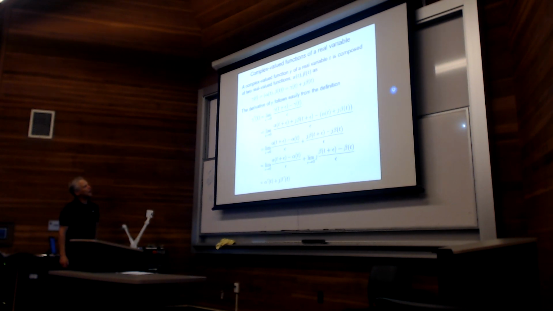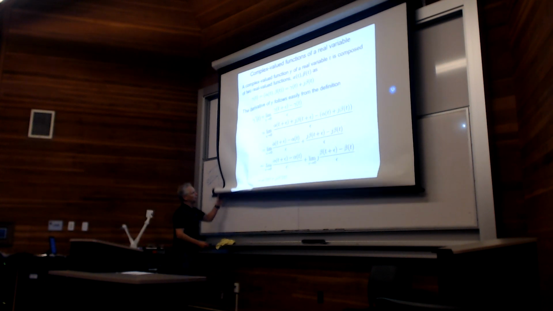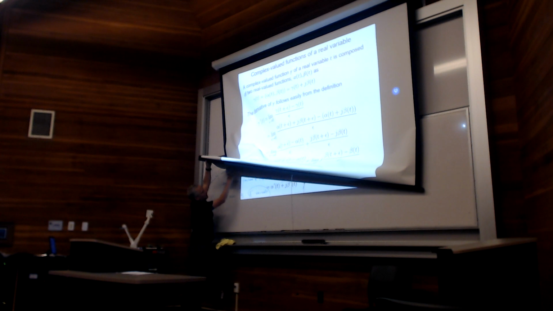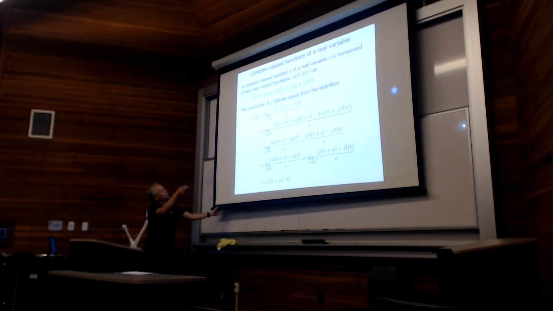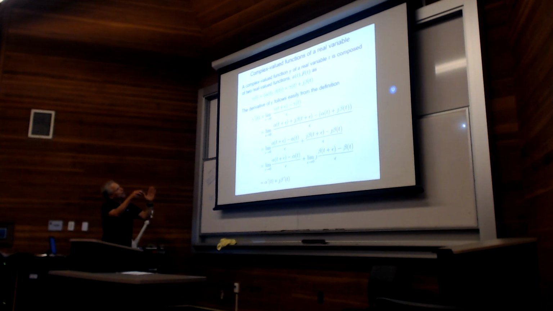What if we have a complex valued function of a real variable? Complex valued functions of, say, time, but a real variable. So that's really just two real valued functions, right? It's the alpha of t and the beta of t, and we can write it like that.